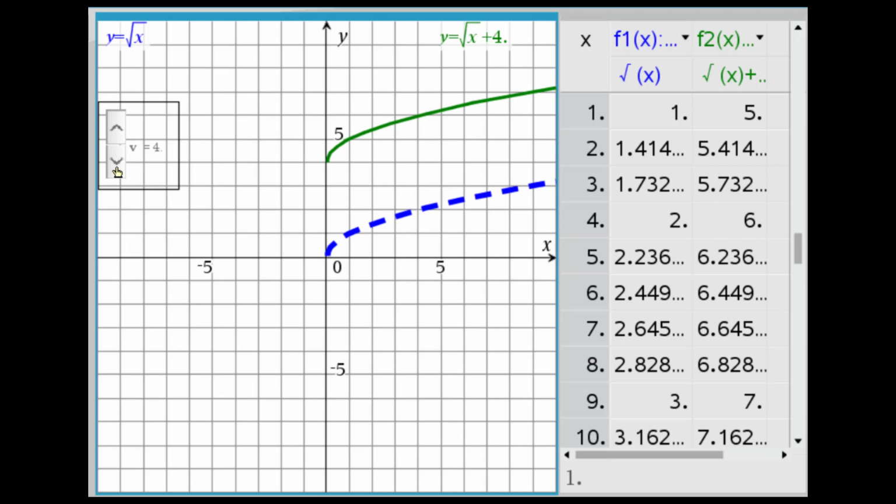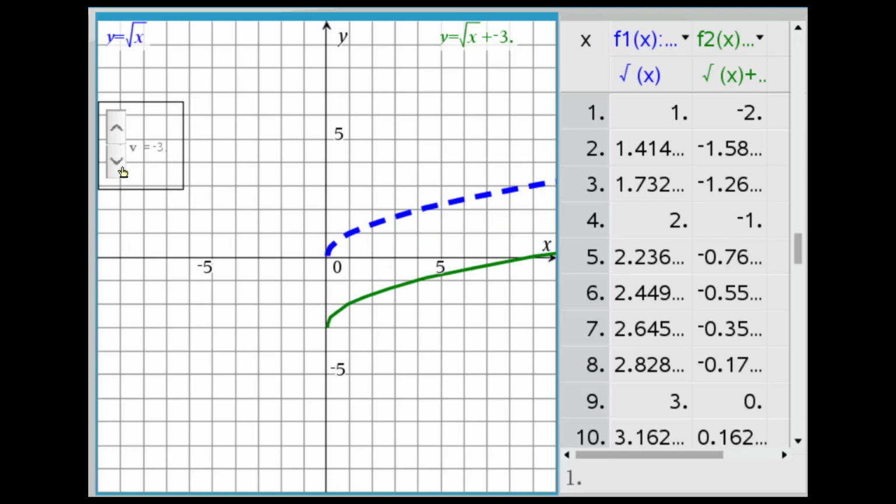And then looking at values for v being negative, y equals the square root of x minus 1. Notice where the green graph is compared to the parent function. Look at the corresponding y values in the table. Square root of x minus 2, and so on.